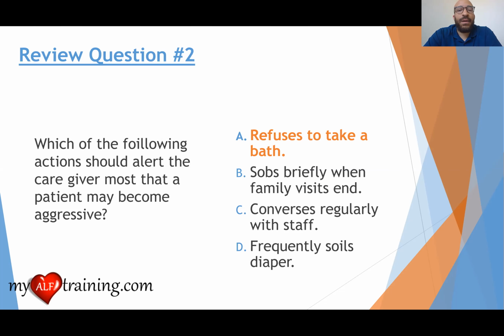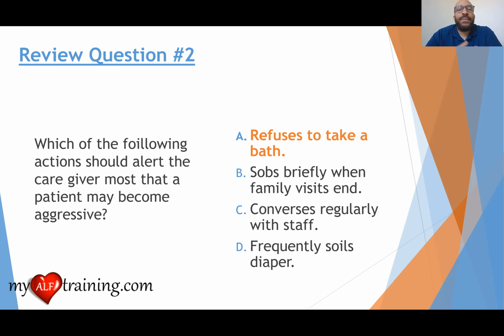They refuse to take a bath. Out of all of these, this one should alert you the most, because sobbing briefly when family visits, that's normal. They're sad. But if they're completely crying and distraught after family leaves and start having mood swings, that's a red flag. But that's not what it says here. It says brief. Converses regularly with staff. This is good. They're not being alone. They're talkative. This means that they're adjusting to their environment. Frequently soils a diaper. There's nothing wrong with this. They may have had a stroke and they're unable to control their bowel or their urine.